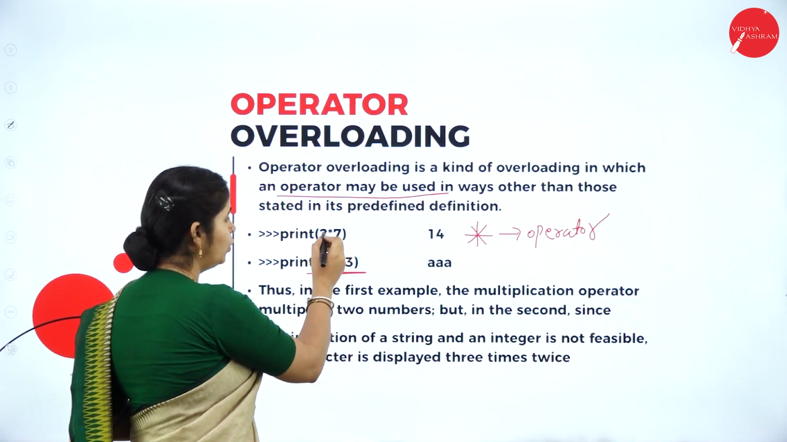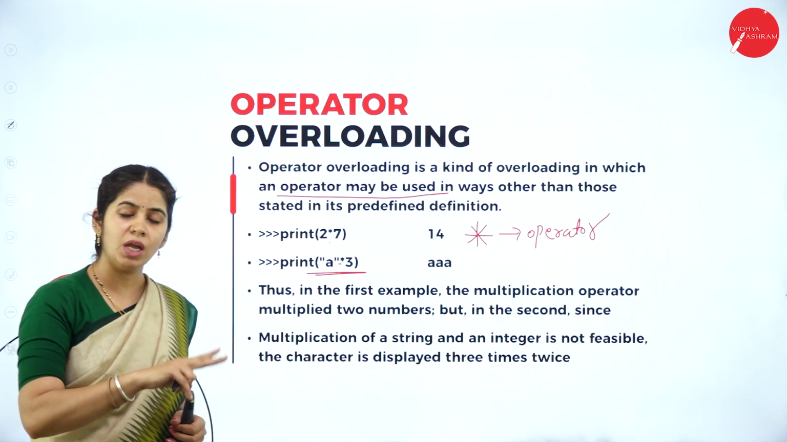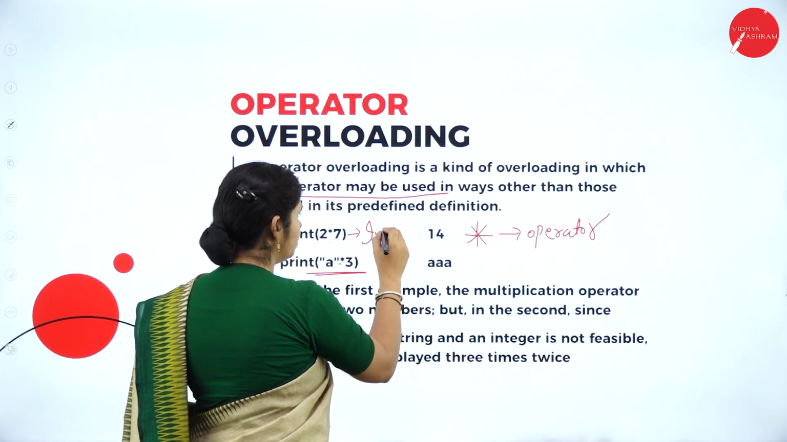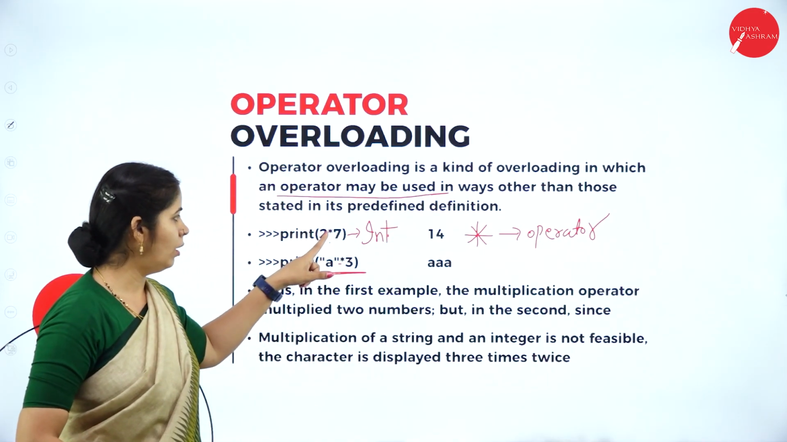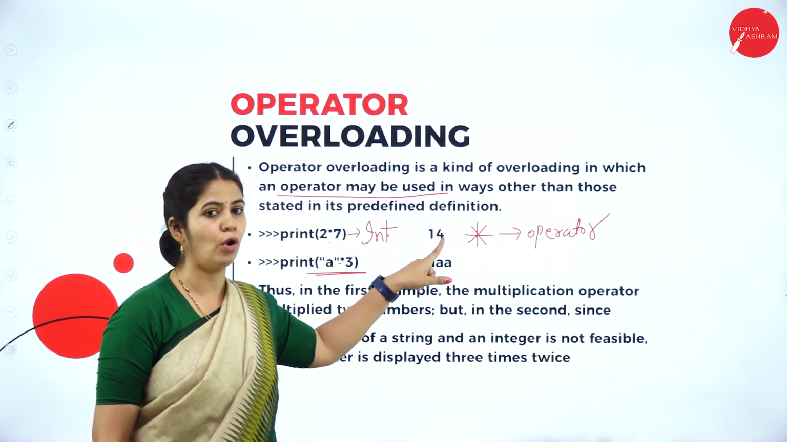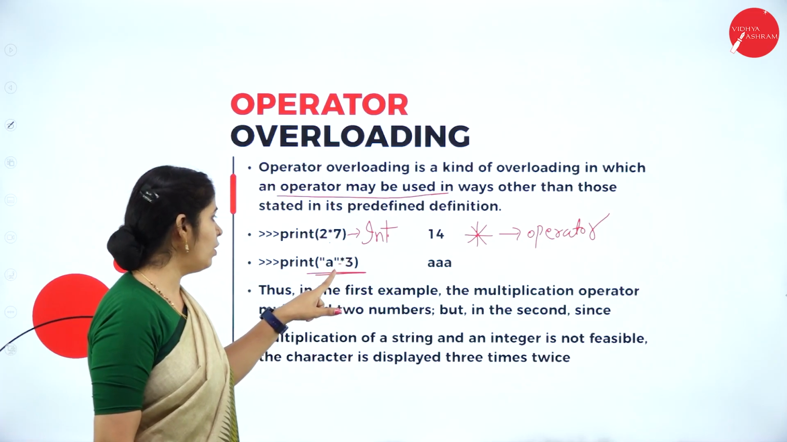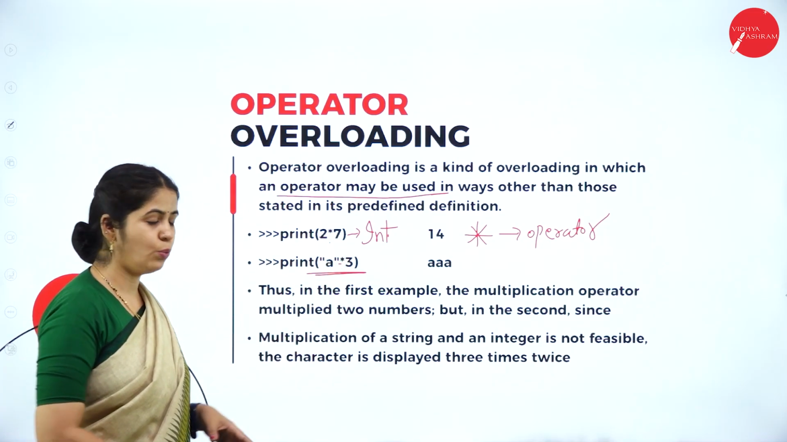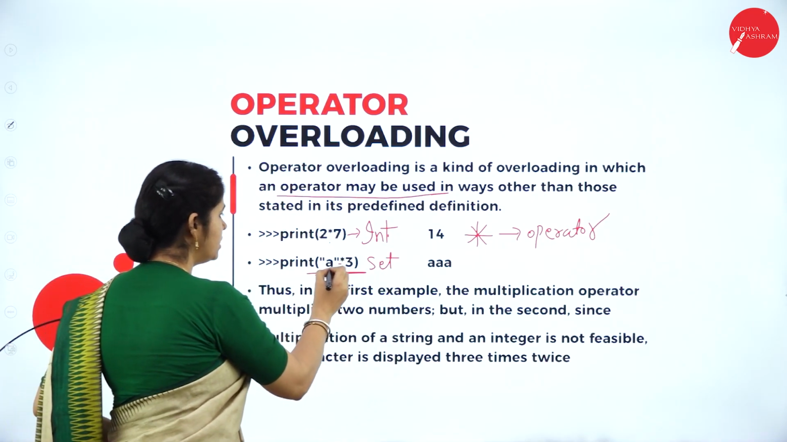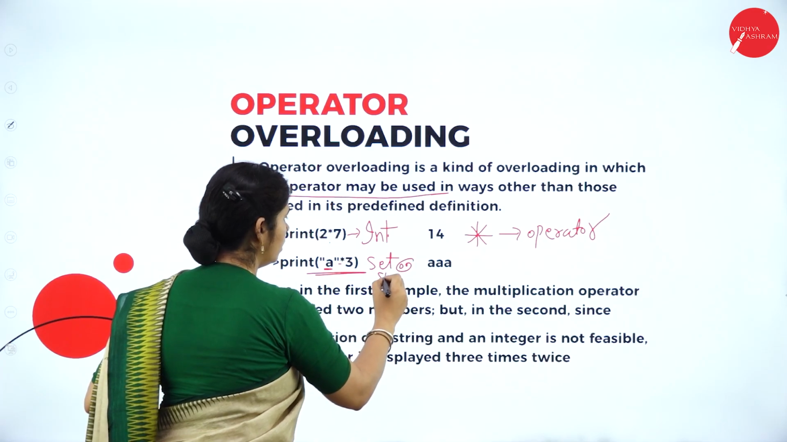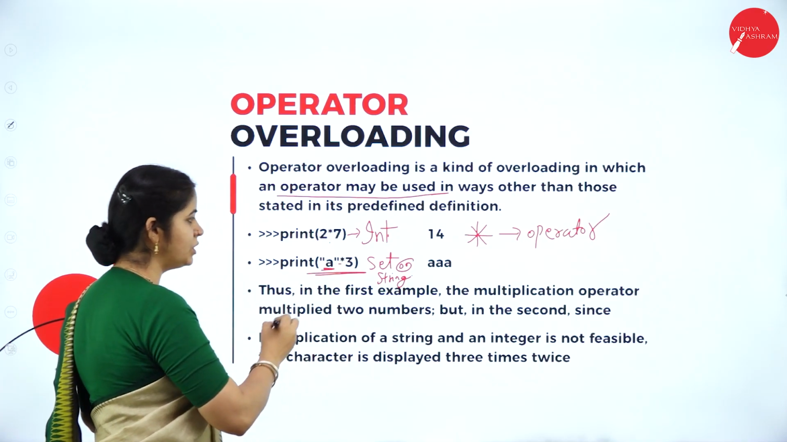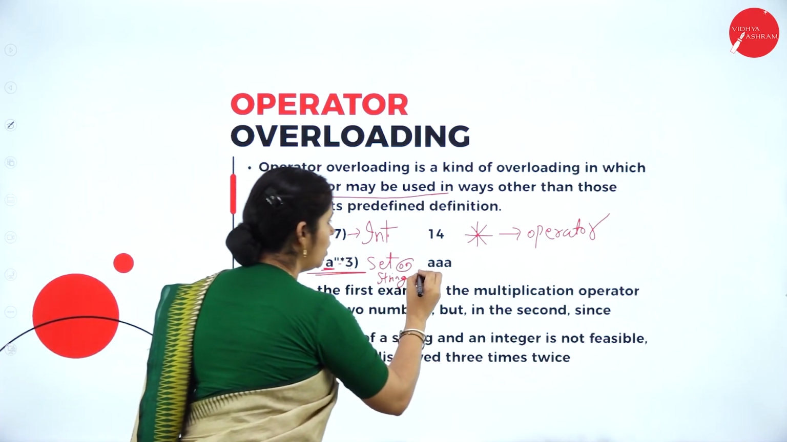Here 2 plus 2 into 7, what will it give? It gives the multiplication result when the operands are of type integer, right? When we perform the multiplication operation on integers, it gives you the product of the two integers. When we use this operator with a string, what will it give? It will print this particular string 3 times. That is the output.